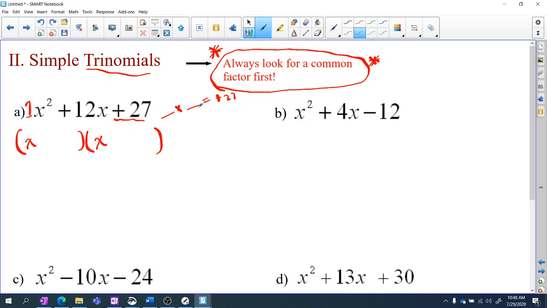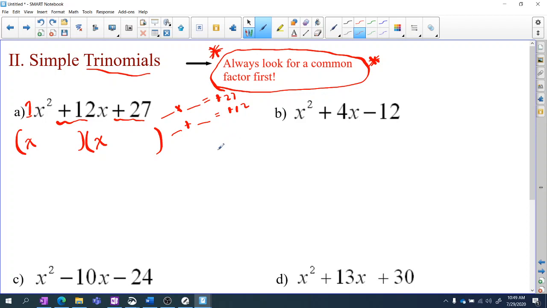Those same 2 numbers that you pick, when you add them, you have to get this number in the middle, including the sign, a plus 12. So then the 2 numbers, when you add them, you have to get a positive 12. So obviously this can be a struggle.